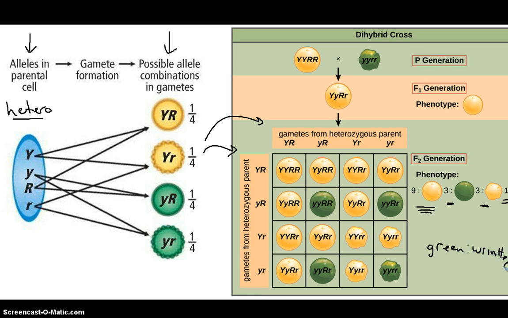And it's a little bit ahead of what we need to do right now, but that's where we're going to end up, going into what's called a dihybrid Punnett square.